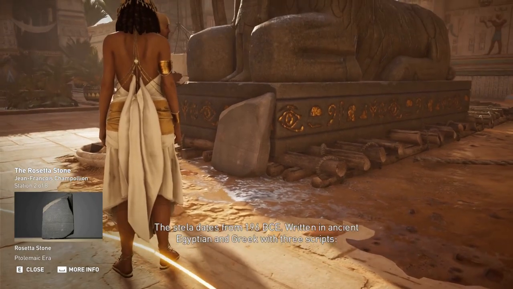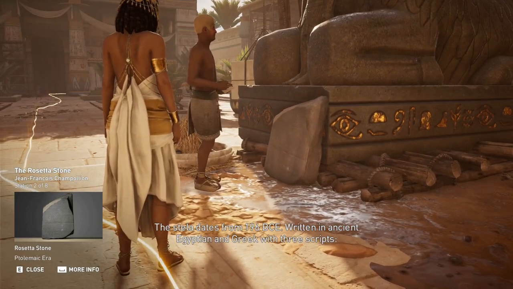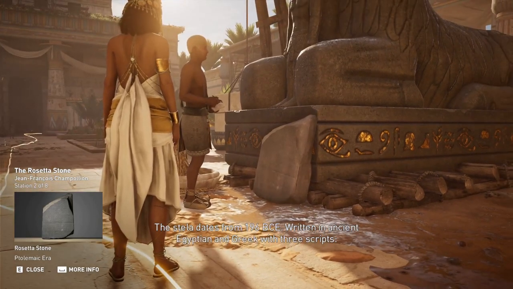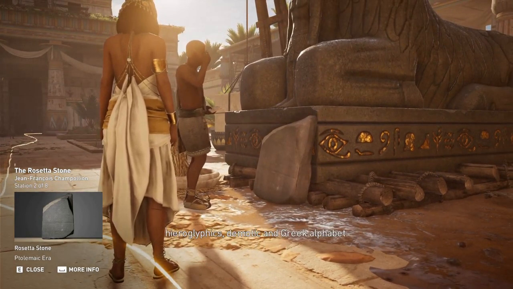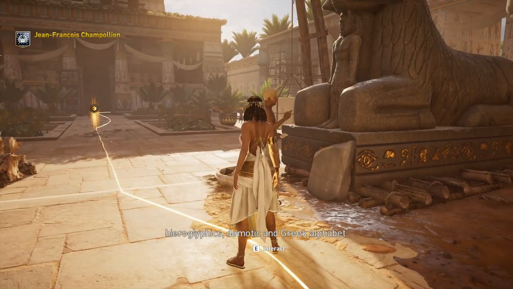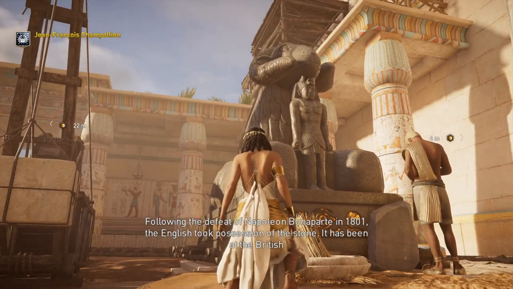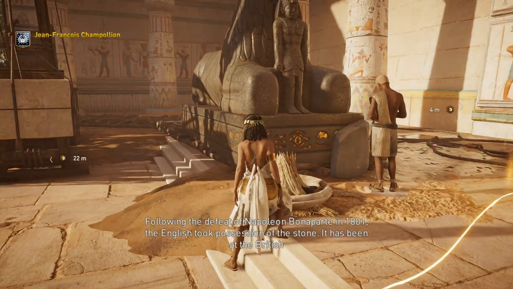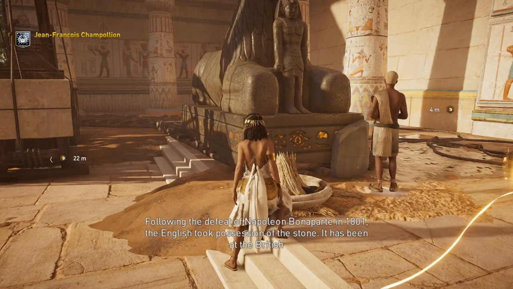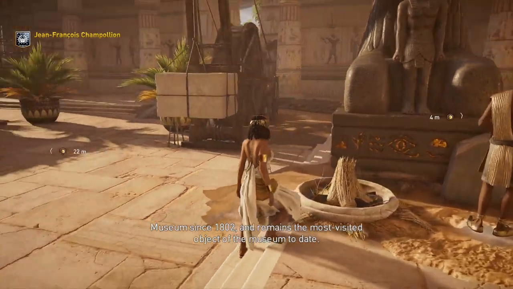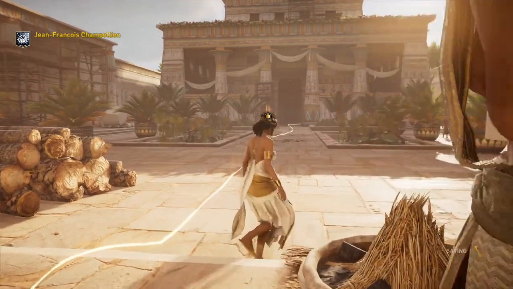The stela dates from 196 BCE, written in ancient Egyptian and Greek with three scripts: hieroglyphics, Demotic, and Greek alphabet. Following the defeat of Napoleon Bonaparte in 1801, the English took possession of the stone. It has been at the British Museum since 1802 and remains the most visited object of the museum to date.